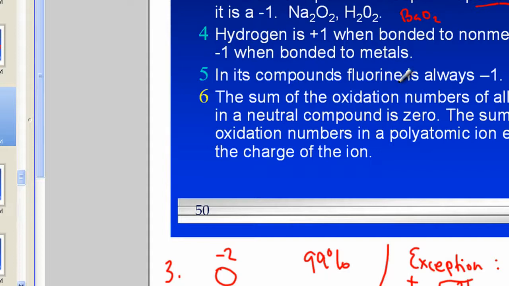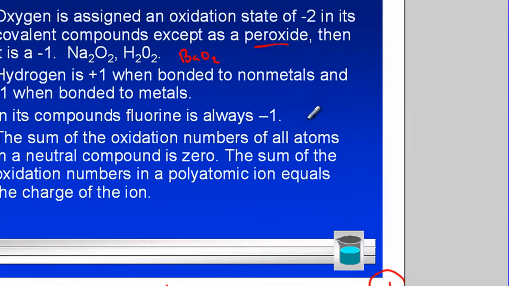Rule 5, pretty straightforward, no exceptions at all. Fluorine, always a -1. The most electronegative element on our periodic table, always a -1. Fluoride, -1. Now remember, molecular fluorine, the way we find it in nature, 0. Rule number 1 review. Rule number 5 says if it's hooked in a compound, it's a -1 charge.